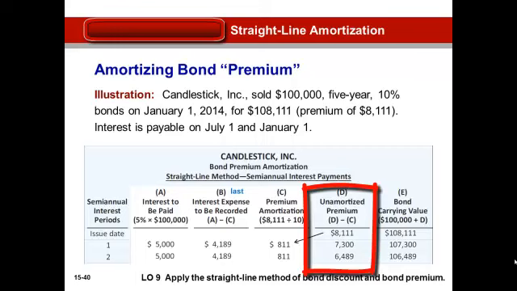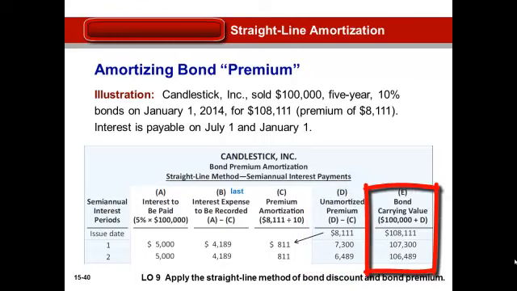As that modifying account goes down, the bond carrying value account also goes down, because the face value of bonds is added to the premium credit account at time of issuance. So as we reduce the unamortized premium, that bond carrying value moves toward the face value over the life of the bonds.